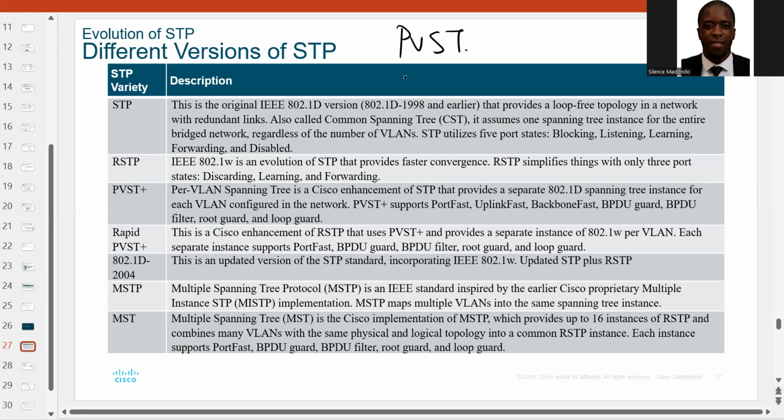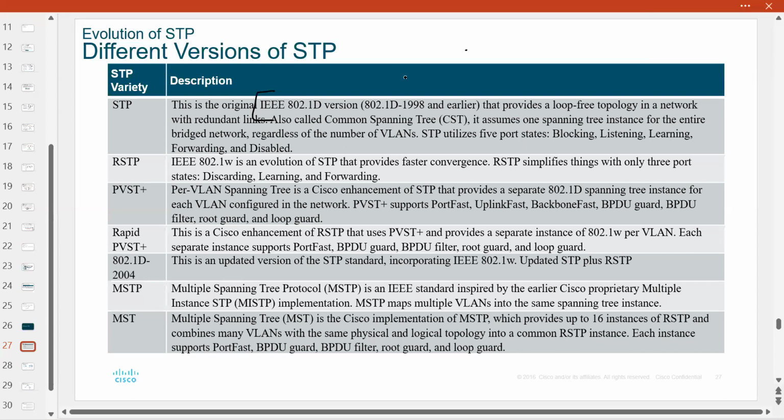We now have different forms of STP. The original one, which is STP, is standard IEEE 802.1D, which provides a loop-free topology in a network with redundant links. It assumes one spanning tree instance for the entire bridge network, regardless of the number of VLANs, and it uses 5 port states.